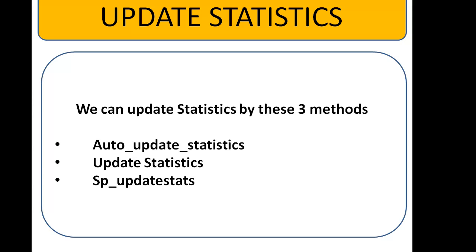We can update statistics by these three methods. First one is auto update statistics. It's based on the database properties. It's one of the database properties, and it automatically updates the statistics based on the threshold control. The second one is UPDATE STATISTICS. It's a statement used to refresh the statistics on a particular table, and we can mention the particular statistics name or index name. The third one is sp_updatestats. It's a procedure used to refresh all statistics in the current database.